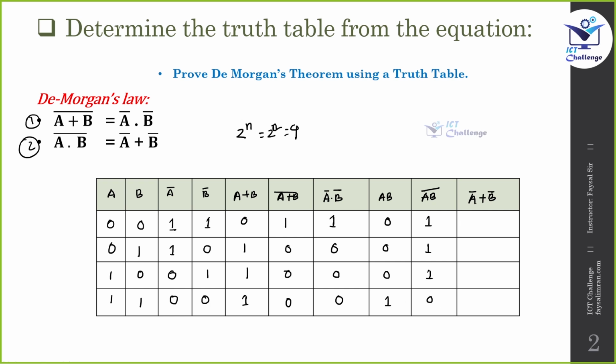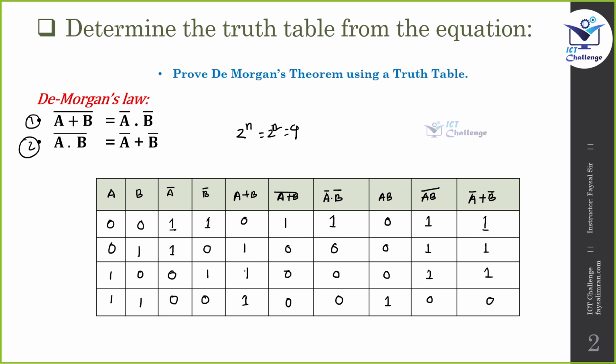After that we have to add a bar plus b bar. So we have to add those two columns. The column a bar is 1 1 0 0, and b bar is 1 0 1 0. That means 1 plus 1 you will get 1, and 1 plus 0 you will get 1, 0 plus 1 you will get 1, and for this value 0 plus 0 you will get 0.